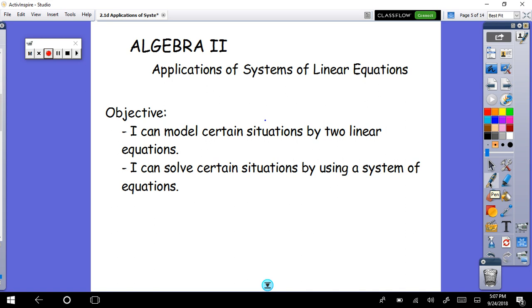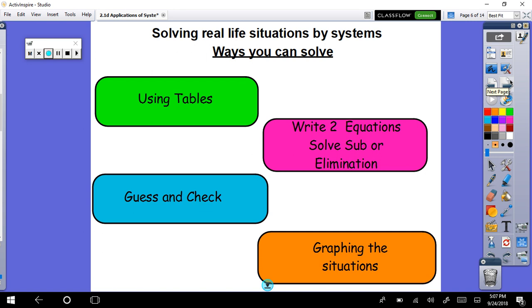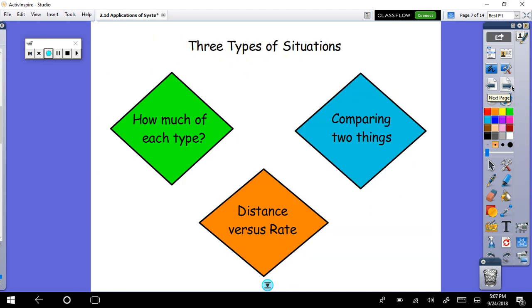Okay, applications of systems of linear equations in case you missed it. When solving real life situations, remember you can always solve them multiple different ways using a table, guess and check methods. We can graph them, although in real life sometimes the numbers in graphing get rather large. And then writing two equations and then solving with substitution or elimination. This is what we're going to focus on in this lesson because this goes along with what we've been learning. The three types of situations we're going to look at are how much of each type, comparing two things, and distance versus rate.